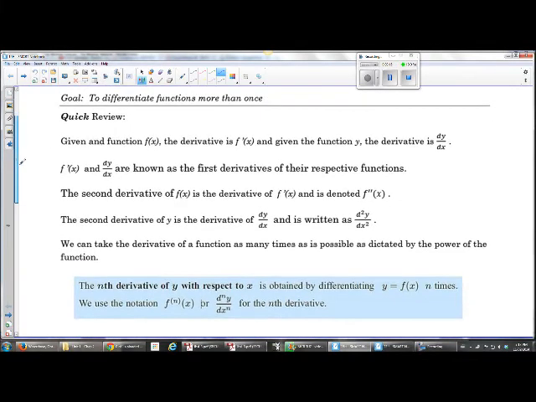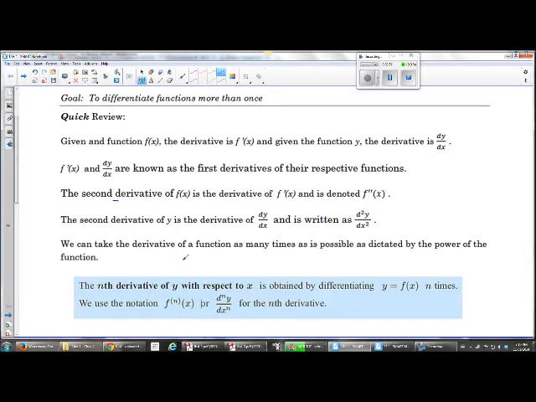So we have a little review. If we have a function, then the derivative is f prime of x, and if it is in the form y equals, then the derivative is dy by dx. These are both known as first derivatives with respect to their functions. The second derivative of f of x is the derivative of f prime of x and is denoted f double prime of x, or f double dash of x. And the second derivative of y is the derivative of dy by dx, which is written as d2y by dx squared.